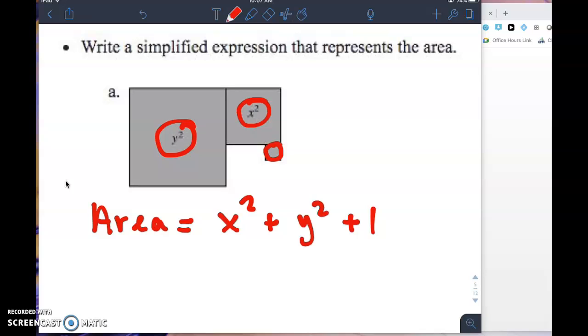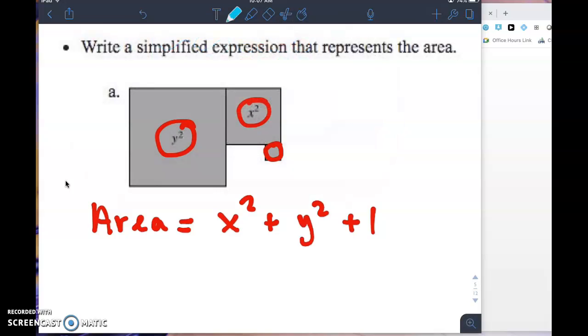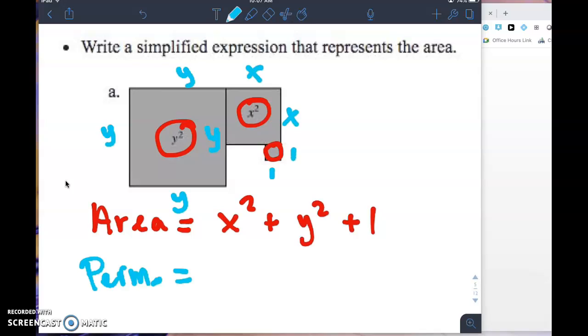Okay? The perimeter is going to be slightly different, and I'm going to do that in an alternate color so it stands out. The perimeter is going to look slightly different. Remember, if this is a y squared tile, it's got dimensions of y and y. This right here is going to be a y, but I've got an x squared covering that up, so that's going to be a little bit different. This is going to be an x and an x. I've got 1, 1, and 1, and then this would be an x as well.